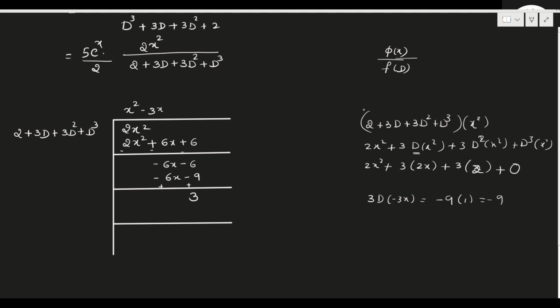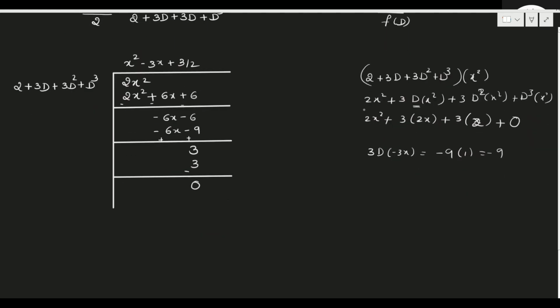Now I want 3. To get 3, here we have 2, so multiply with 3 by 2. 2 into 3 by 2 is 3, the 2 cancels, we'll get plus 3. For the remaining differentiation terms, this is a constant, so 3D of 3 by 2, 3D square of 3 by 2, everything becomes 0. So now subtract, it becomes 0. Therefore, what is your yp now? Our yp is x square minus 3x plus 3 by 2.